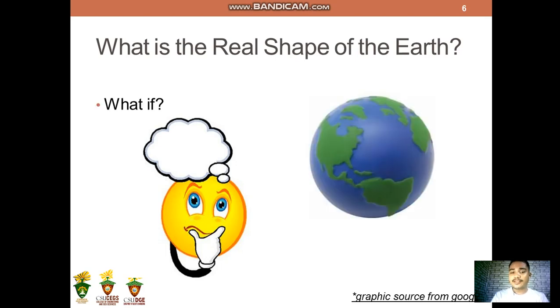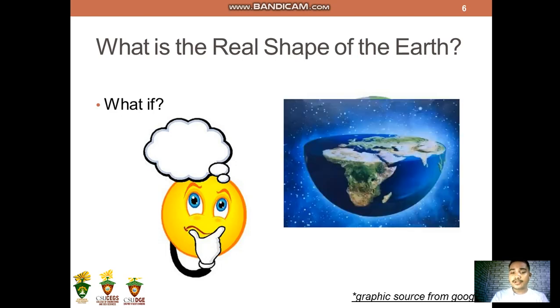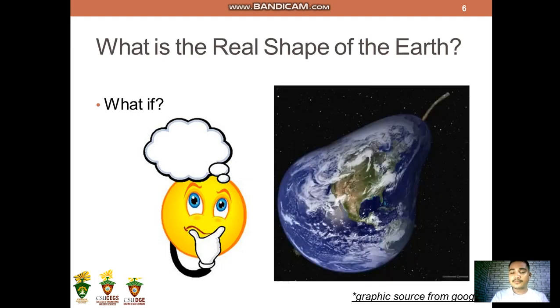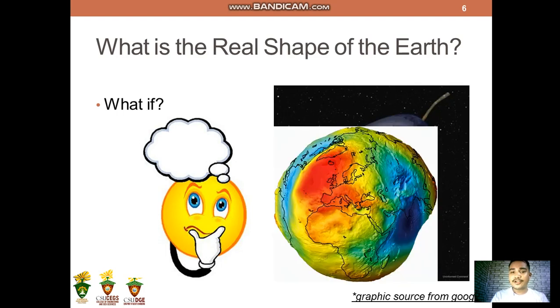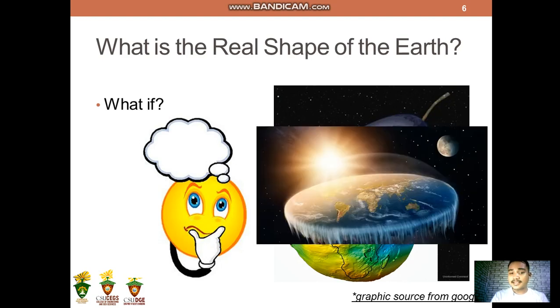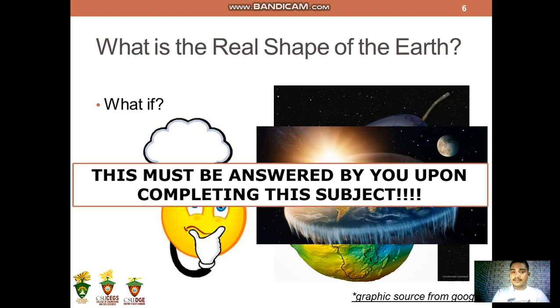What if the Earth is this one, a perfect sphere? Or it might be this one, a hemisphere. Or what if the Earth is pear-shaped? Or what if the Earth looks like this? And lastly, what if the Earth is this one? Maybe some of you have guesses about the shape of the Earth. Well, that might be answered by you upon completing this subject.